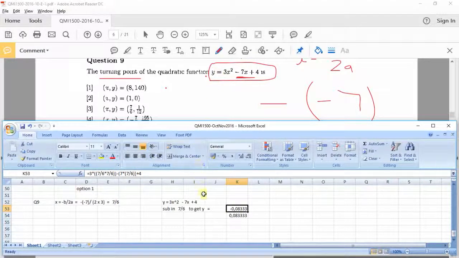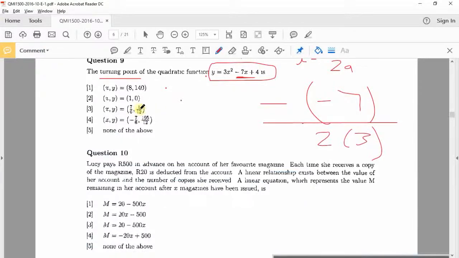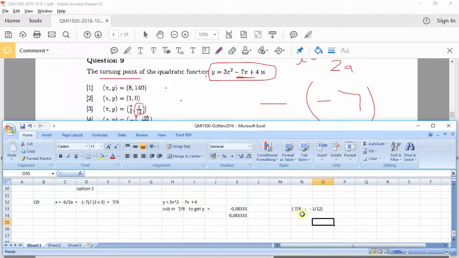Okay, so then it's not this one. 7 over 6 is correct. So the answer should be 7 over 6 and negative 1 over 12. That's what you should be getting. So none of the above. See, this is a plus 12, not a minus 1 over 12. It would have been this if that was a negative, not a positive. But it's not, so I would go with none of the above. I hate it when they have none of the above. Option 5. Okay, because of the sign.